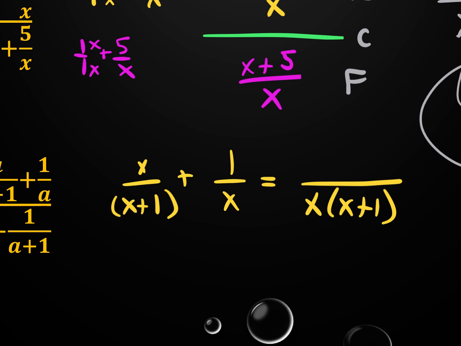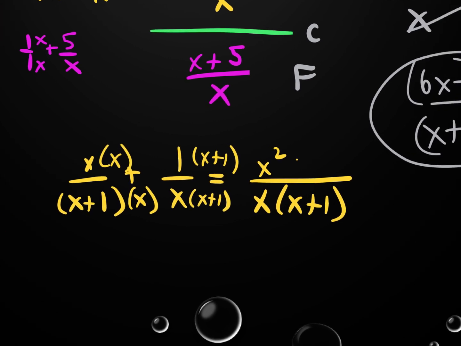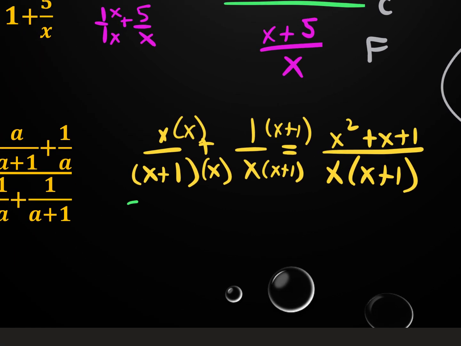So I look at my first fraction. My first fraction has the x plus 1. What is it missing? An x. So I'm going to multiply the top by x. What's x times x? X squared. Good. My second fraction has the x. What's it missing? X plus 1. So I'm going to multiply the top by x plus 1. So do you guys agree this is plus x plus 1? Okay. Fair enough. So let's go to our denominator.